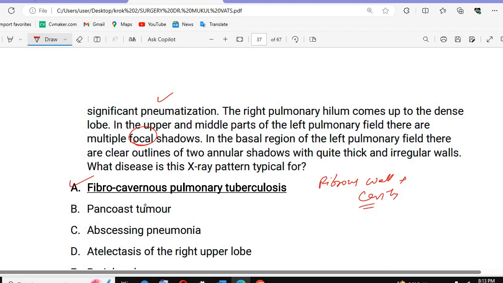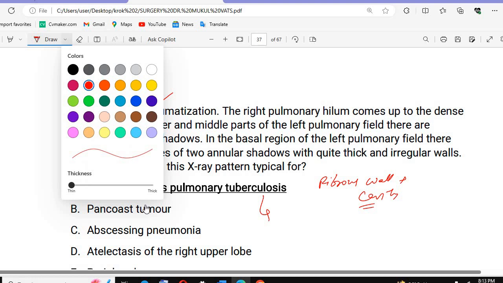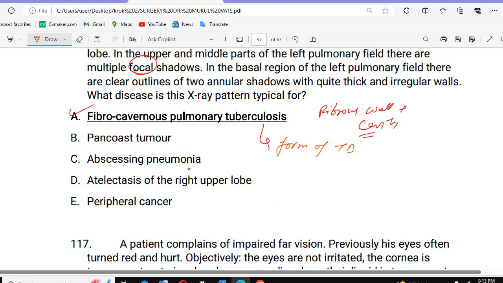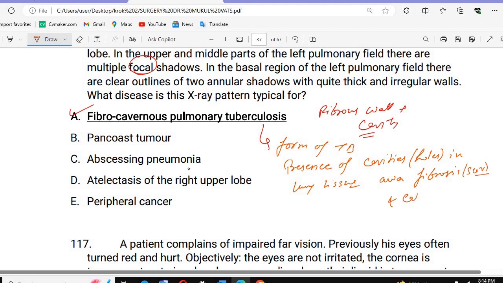In fibrocavernous tuberculosis, directly, this is a form of tuberculosis in which we see the presence of cavities, or we can see lots of holes in the lung tissue, as well as fibrosis. Fibrosis means scarring will be seen, and calcifications will also be seen. The calcification will make the hardness.